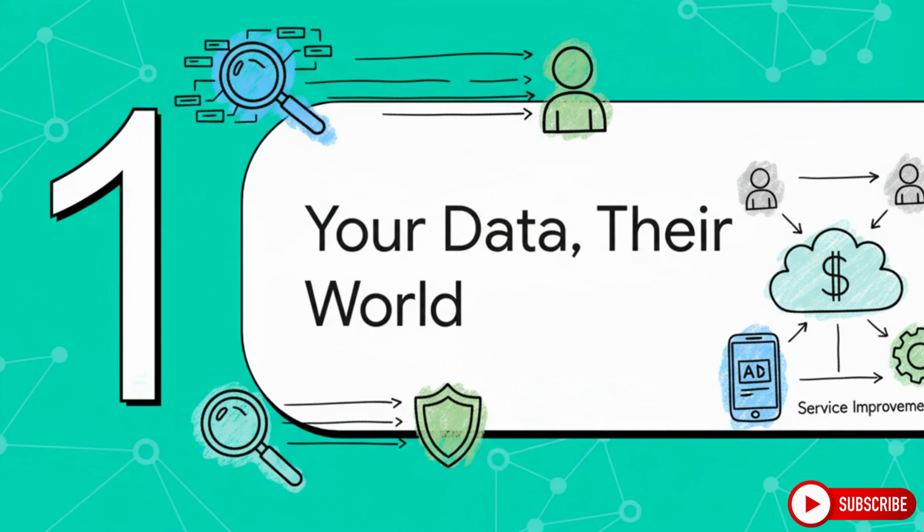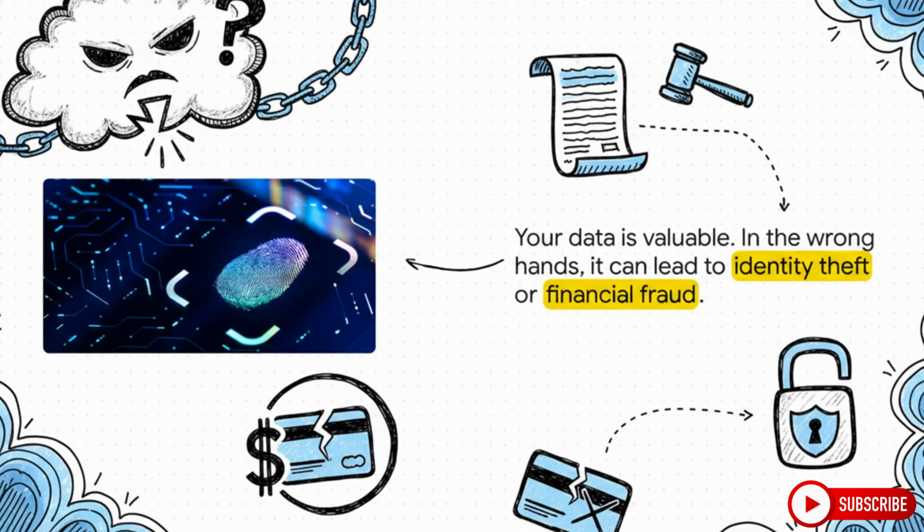So the question is, what are companies even doing with all this data? Well, they're using it for their business. Everything from showing you targeted ads to improving their own services. This data is incredibly valuable. But just imagine for a second, what if it falls into the wrong hands? It could lead to identity theft, financial fraud, or a serious invasion of your privacy. And that, right there, is exactly why laws were created to protect it.